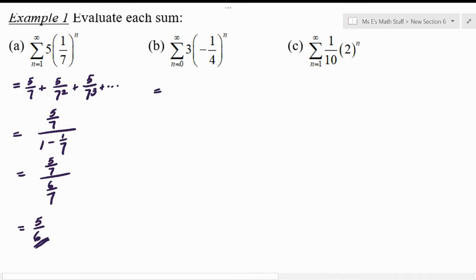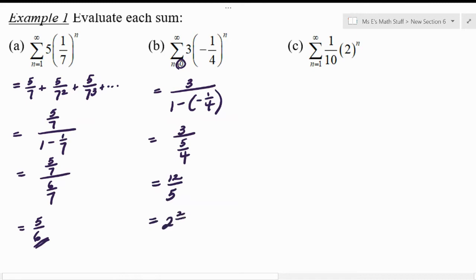It would have been 3, because since you're starting at 0, it would have been 3, and then over 1 minus your common ratio. And so your answer would have been 3 over, would that be 5/4, I think? Flip and multiply, you'd get 12/5, also known as 2 and 2/5. Either of the last two would be great.